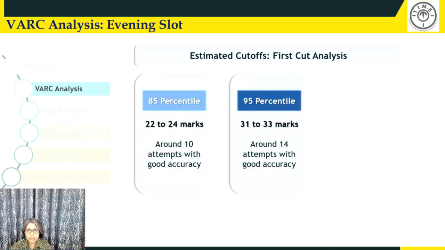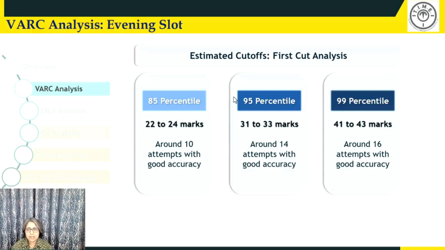So our first cut estimate is that for an 85 percentile, which is what we roughly say is clearing the cutoff, it means about 10 attempts with good accuracy, so about 8 to 9 right, that kind of 80% accuracy, to get about 24 marks would earn you 85 percentile.